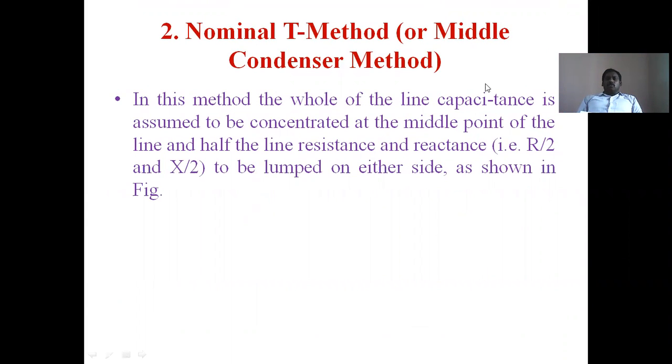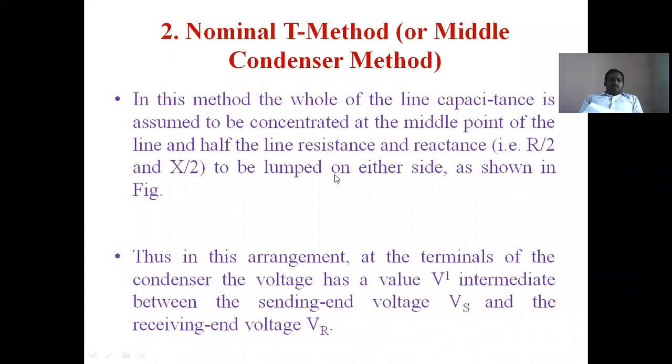In this method, the whole of the line capacitance is assumed to be concentrated at the middle point of the line, and half of the line resistance and reactance is lumped on either side, as shown in the figure. That's why the transmission line can be divided into two parts. The first half has resistance R by 2 and reactance X by 2, and the second part has the same R by 2 and X by 2. In between, the capacitor, the condenser, is there. That's why it is called the nominal T method or middle condenser method.